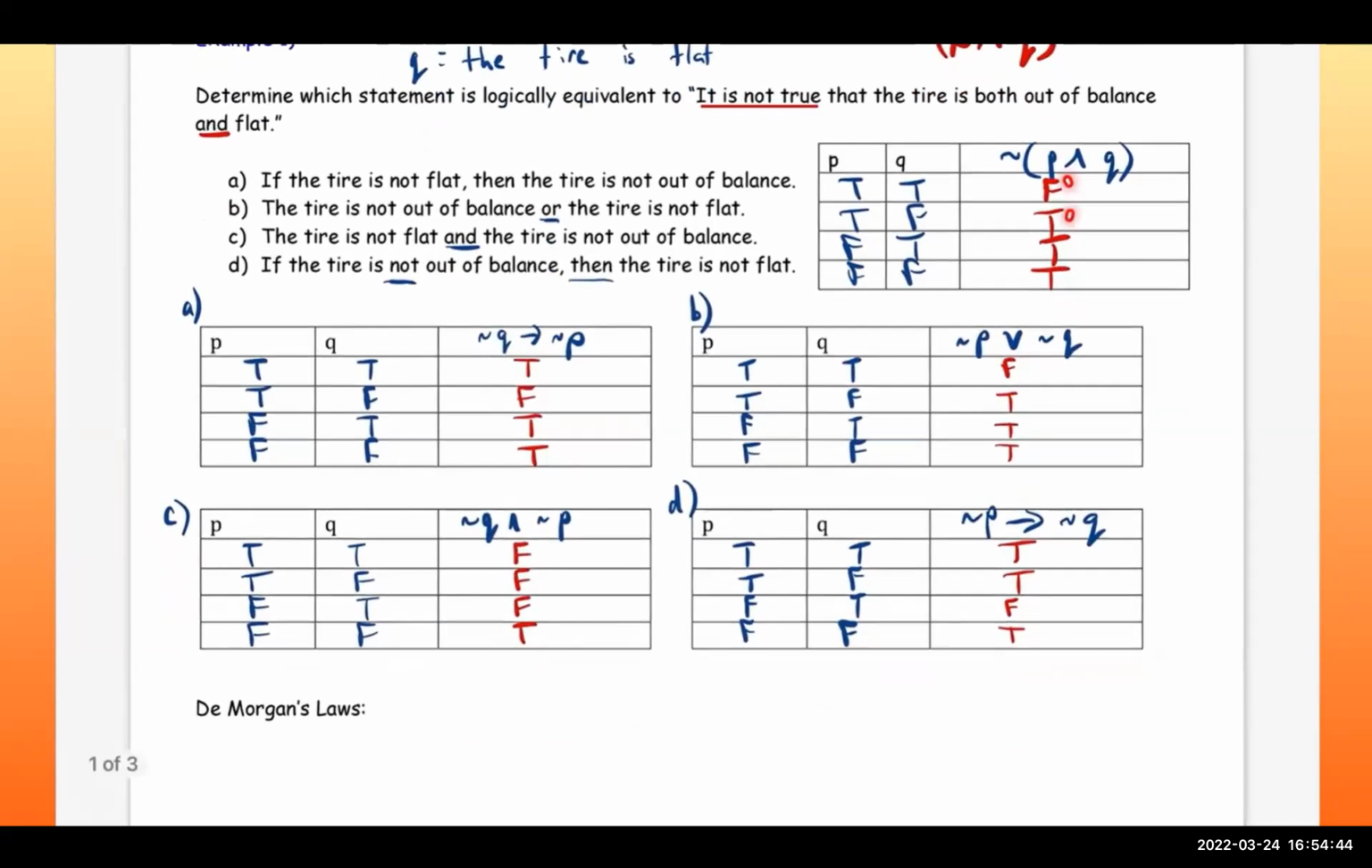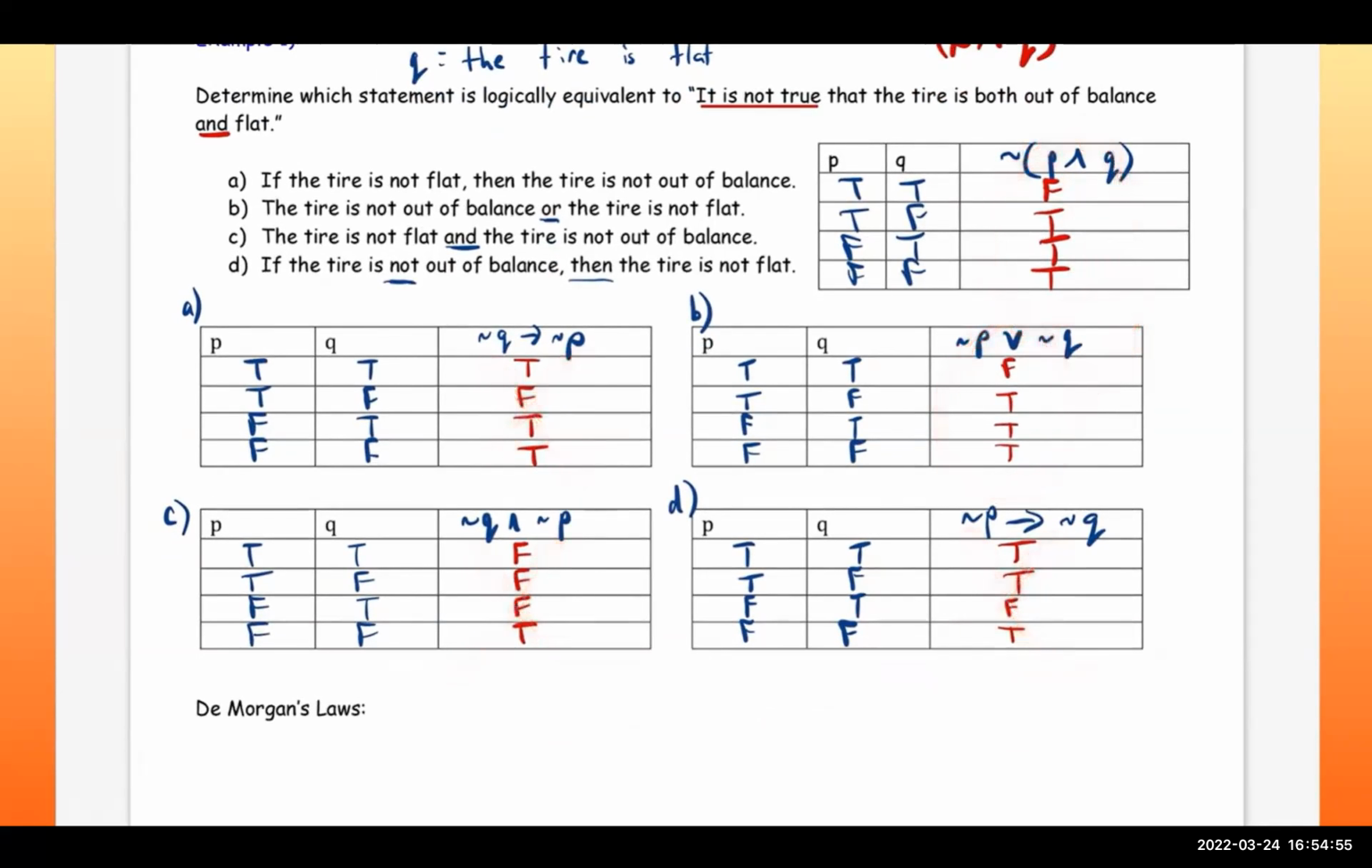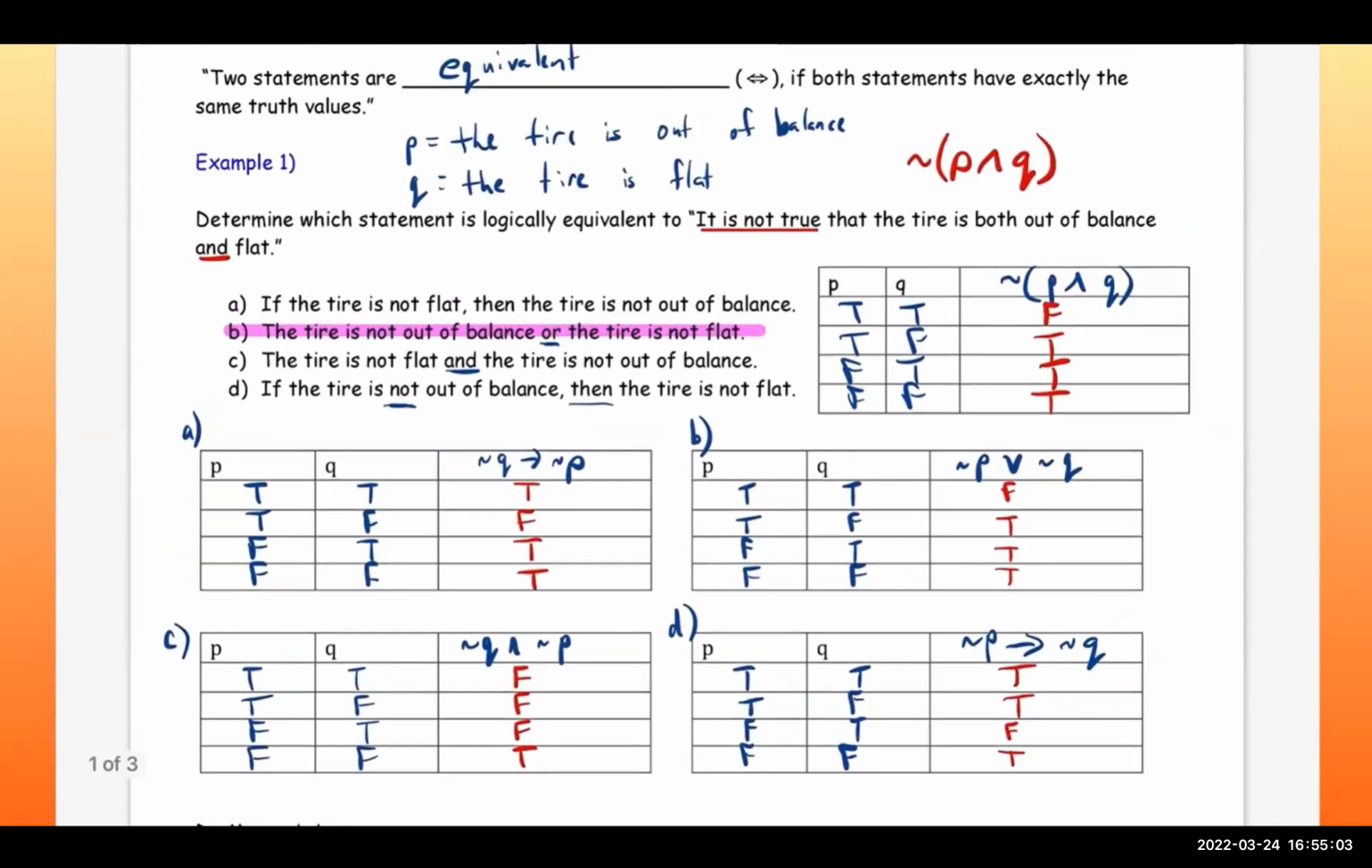So that one's out. There we go. We found an equivalence. That one's out, and that one's out. So these two are logically equivalent. So the answer was B. All right, so that was the answer. So these two statements are logically equivalent.